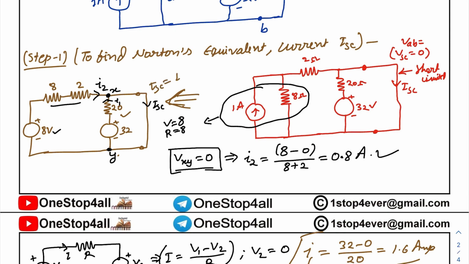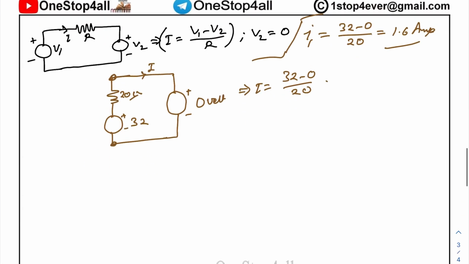ISC will be equal to I1 plus I2, because at this node we apply KCL. According to KCL at a terminal, the sum of the incoming currents equals the sum of the outgoing currents. The sum of the incoming current is I1 plus I2, and the outgoing current is only one, that is ISC. So ISC will be I1 plus I2.